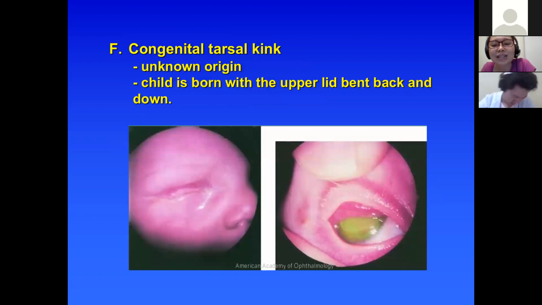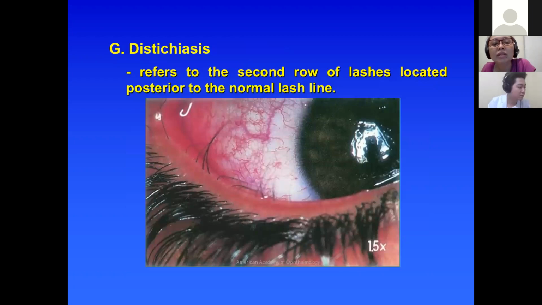Anyway. So, congenital tarsal kink, okay? It is just like a severe form of entropion. But this is the whole upper lid that is bent back towards your eyeball. And usually the eyeball is also malformed inside. Okay. Now, distichiasis naman is an extra row of lashes.